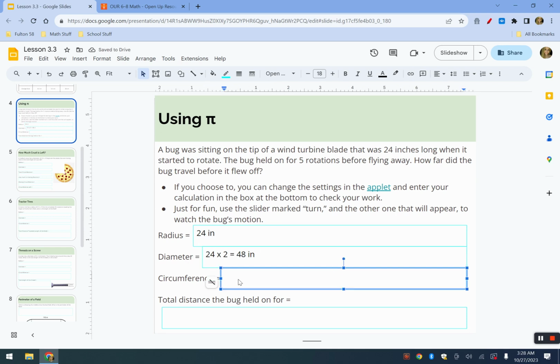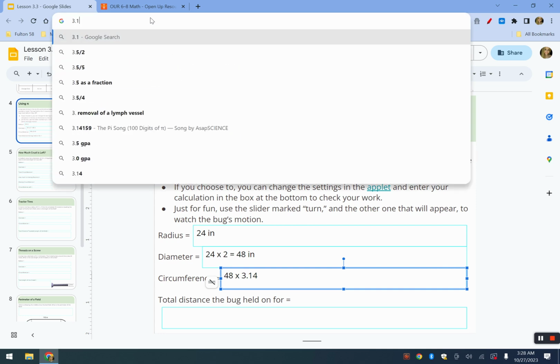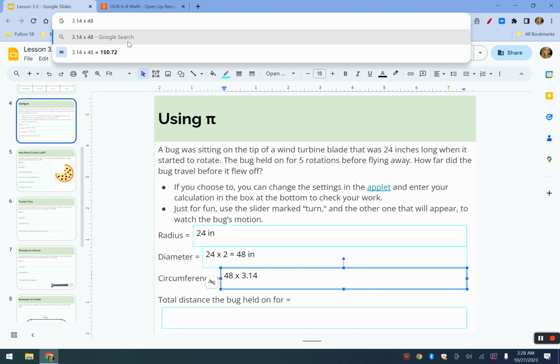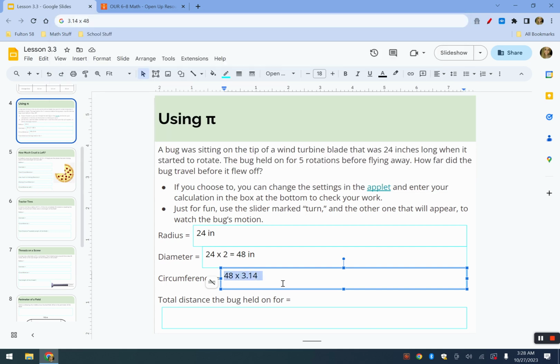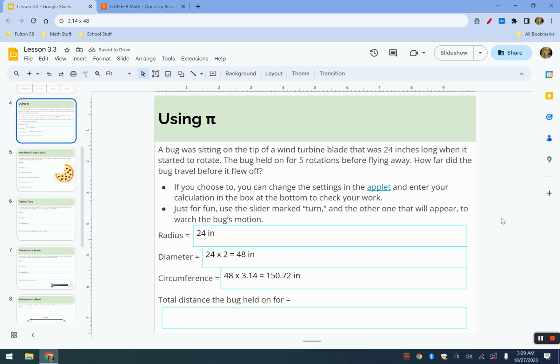For the circumference, we take the diameter and we multiply it by pi. And that's going to give us 150.72. So that's just going to be one time around our circle. That is not going to be all 5 times.